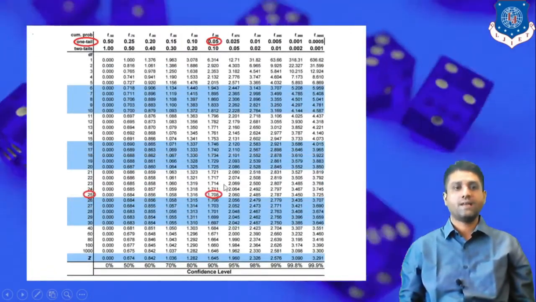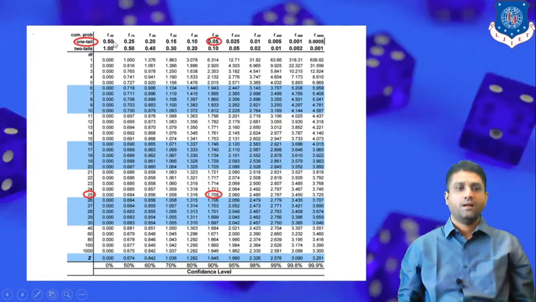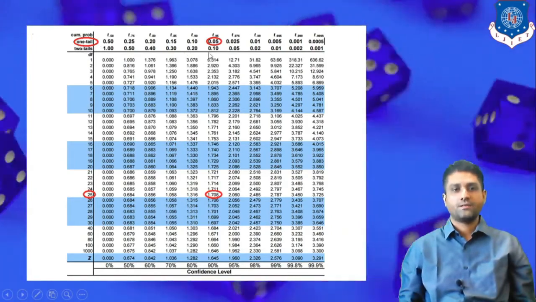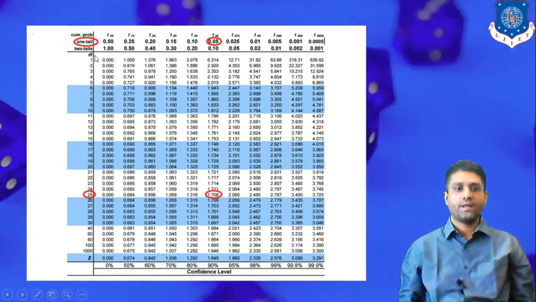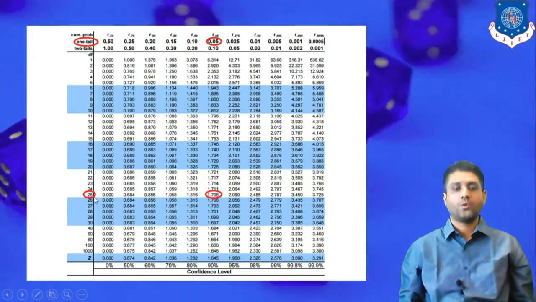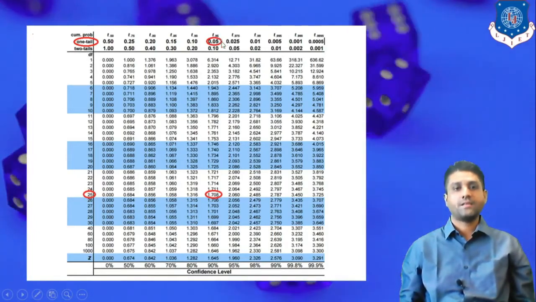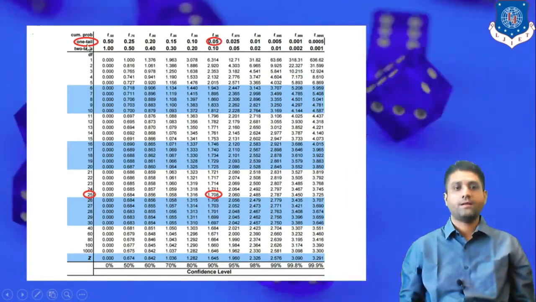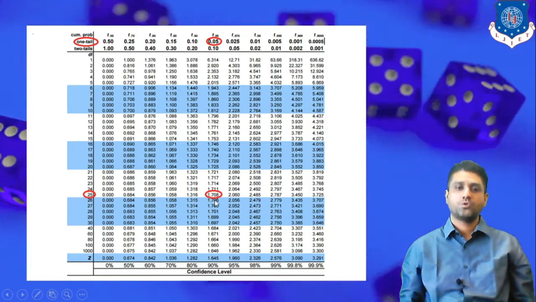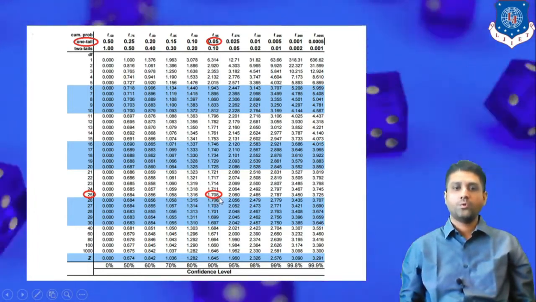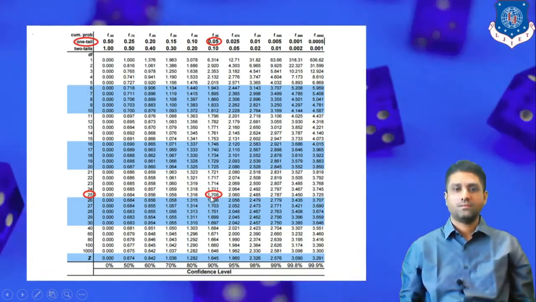So see here, this is the t distribution table. We have to consider a one-tail test, the level of significance is 5%, and in the first column df, that is degrees of freedom. So 25 degrees of freedom, 5% level of significance and one-tail test. The corresponding t value is 1.708. So we have to take the t value in this way.